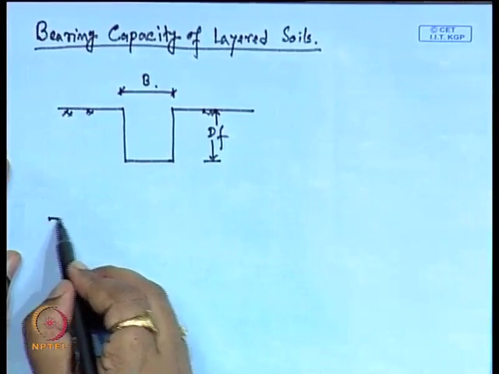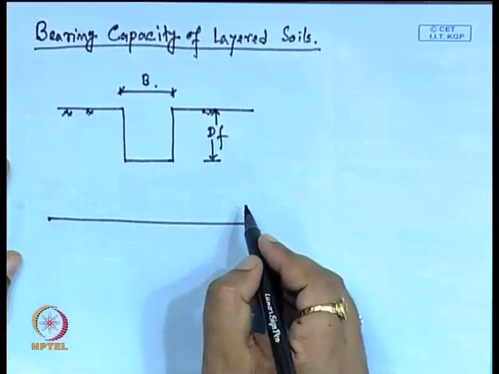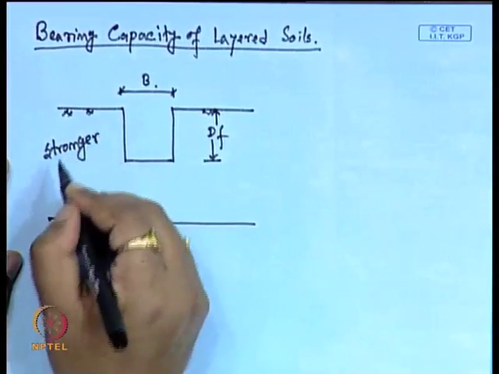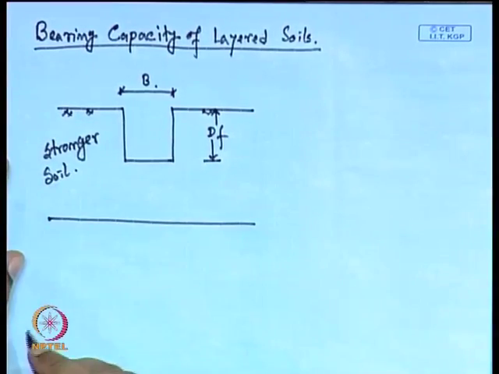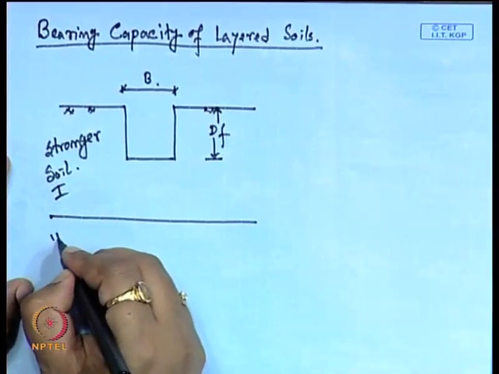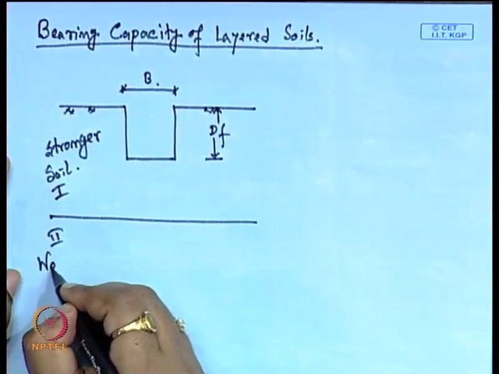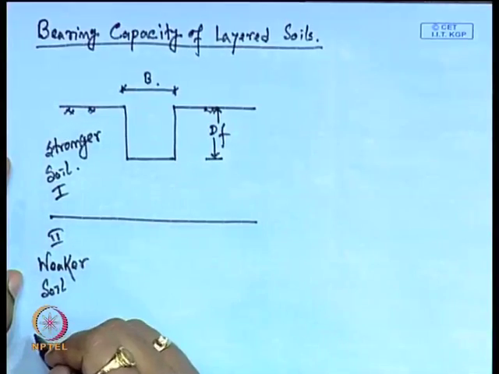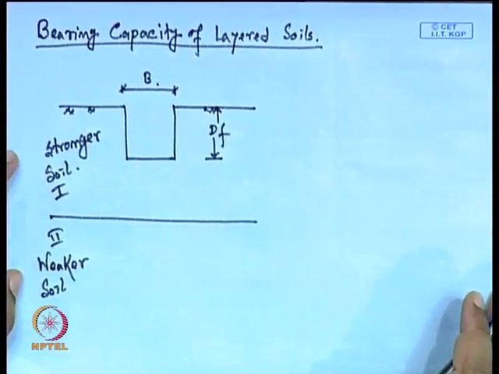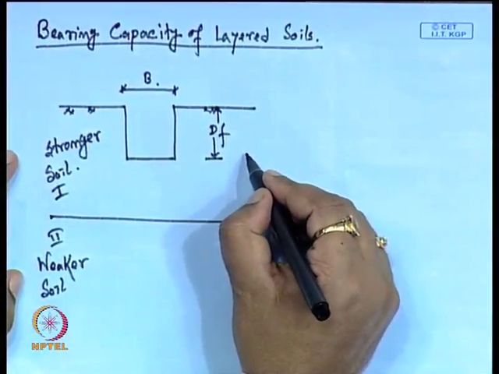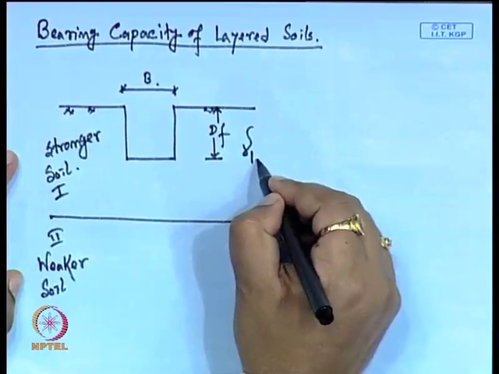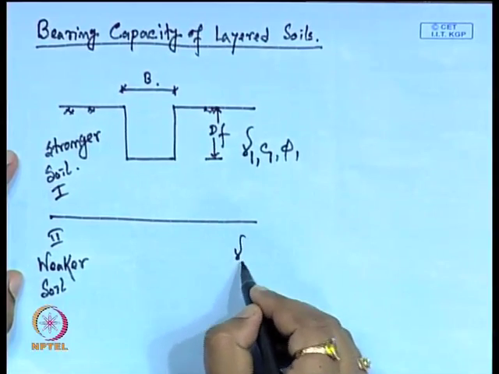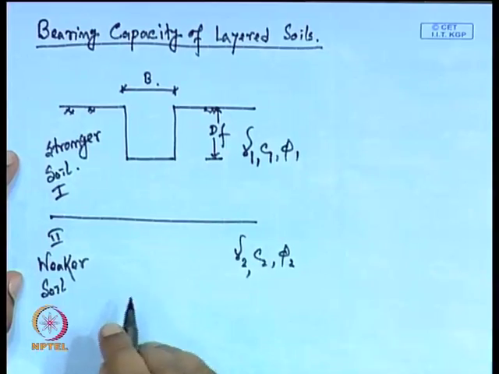Now, we are considering two soil layers. This is one layer which is the strong soil, or layer 1, and layer 2 which is weaker soil. So, this is the stronger soil and this is the weaker soil. Then how to calculate the bearing capacity of this soil condition? Suppose these are the properties: gamma 1, c 1 and phi 1 for layer 1, and gamma 2, c 2 and phi 2 for layer 2.